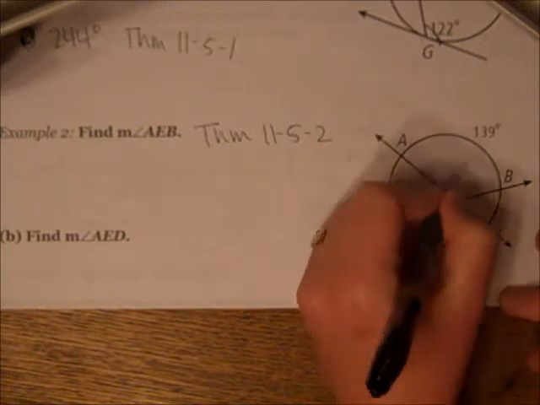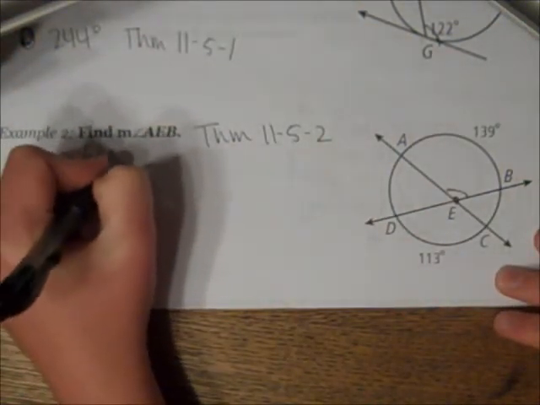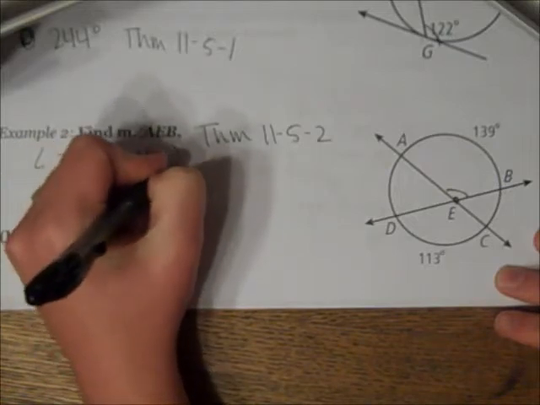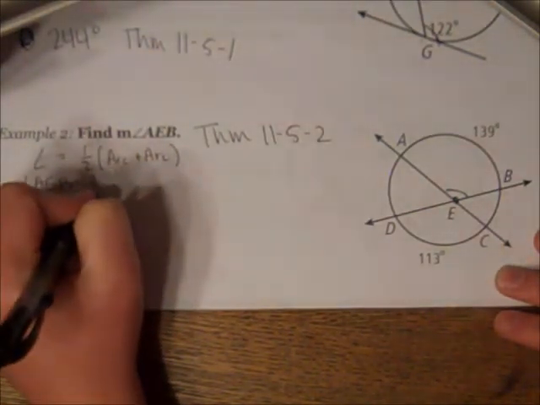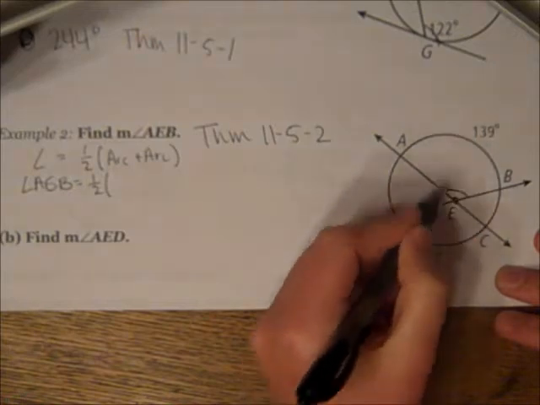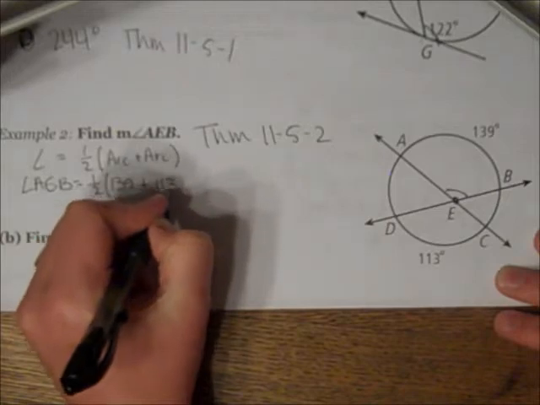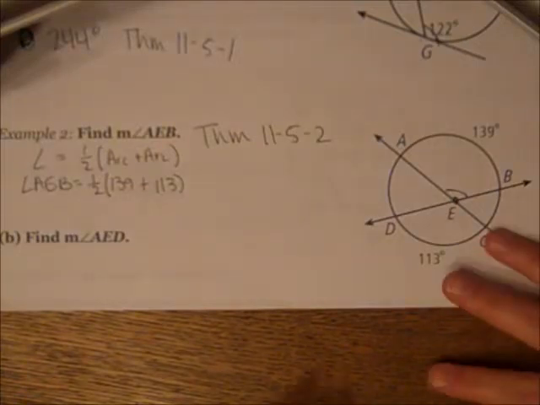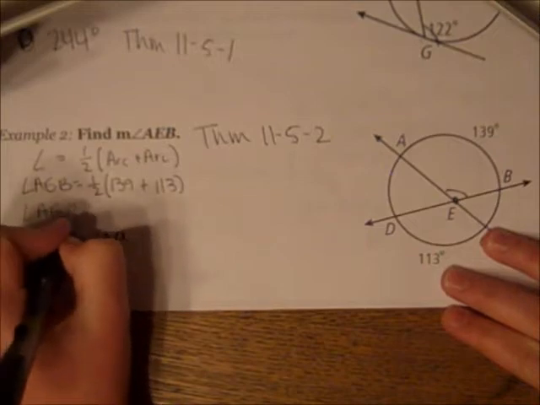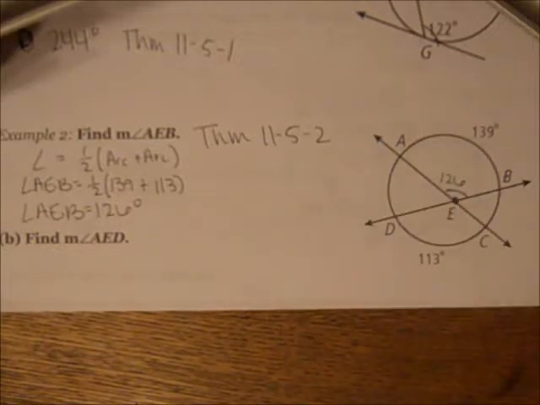And that theorem says that the angle in the middle is equal basically to the average of the two arcs that it creates. So in this case, we're going to put angle AEB, and it's going to be equal to half times the two arcs that are formed when you intersect. So 139 and 113. And in this case, you can just tap that right out. So this is going to be 126.